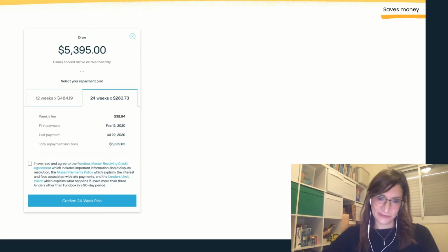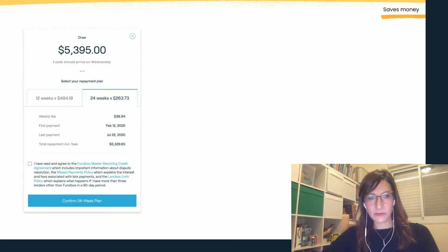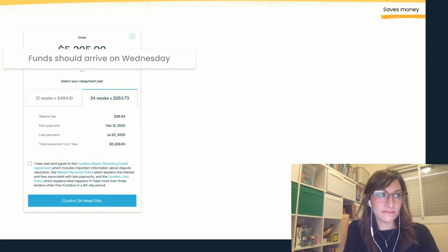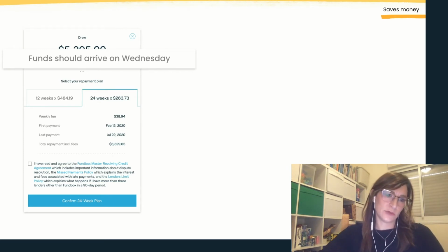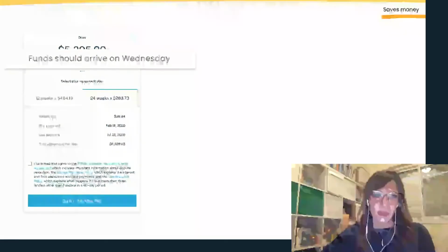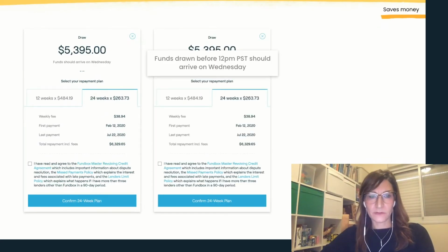Now, this screen you've already seen a few times. I just want to draw your attention at this point to a different part of it. When users draw funds, so the user's drawing $5,395, we let them know that if they draw now, the funds should arrive in their bank account by Wednesday. Now, this user is probably drawing funds on Tuesday. The thing is, the way that it works is the funds very well could arrive by Wednesday, but they might not. It basically depends on whether the user drew before or after 12 p.m. Pacific time, regardless of whether that's the time zone they're in. So we thought about making this smart string, right?